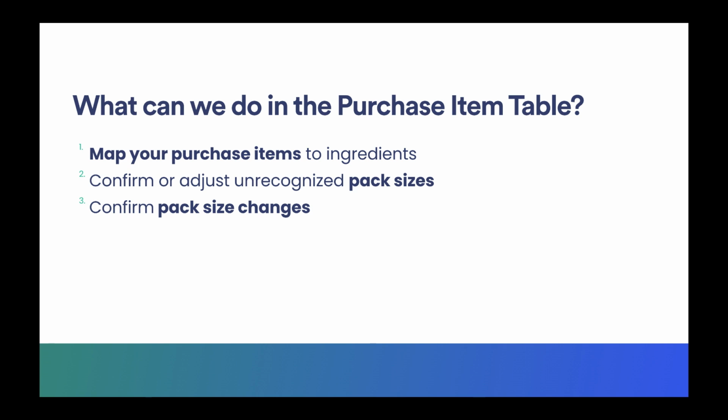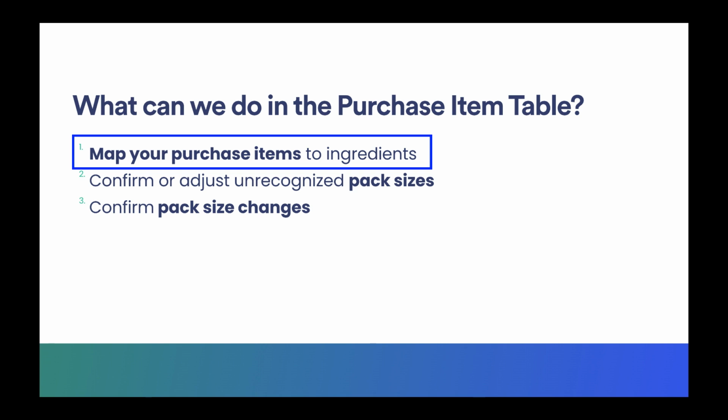Now there are 3 reasons an item will appear in this table. The purchase item needs to be connected or mapped to an ingredient. The pack size of the purchase item wasn't recognized, or the cost of a previously mapped item changed drastically, either by half or times 2, signifying a pack size change. Let's start with the first one.